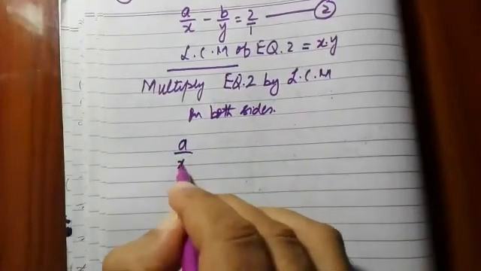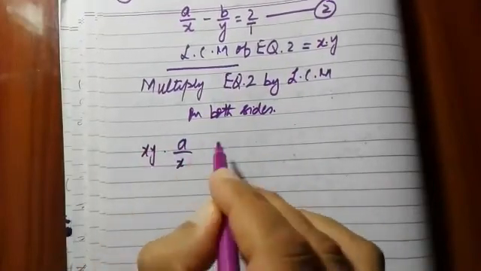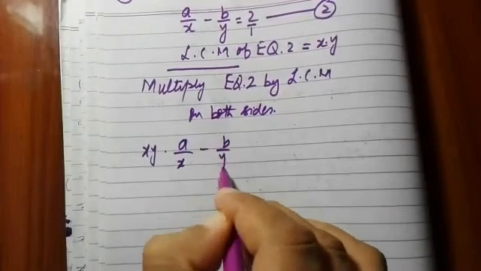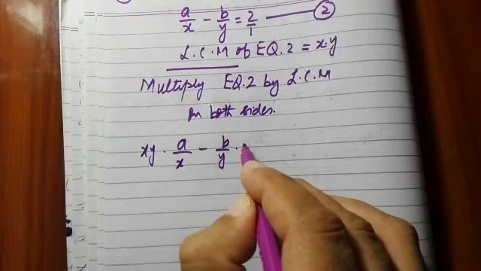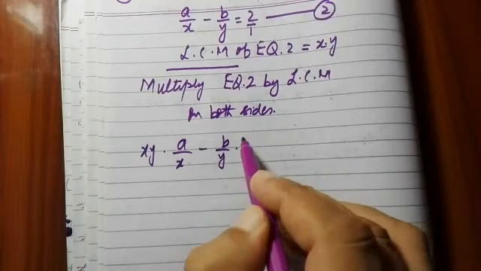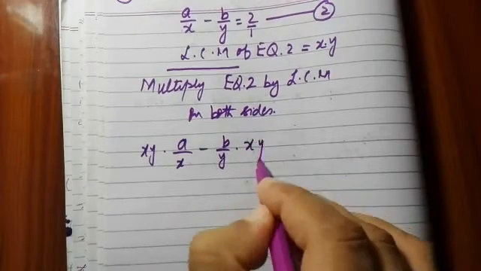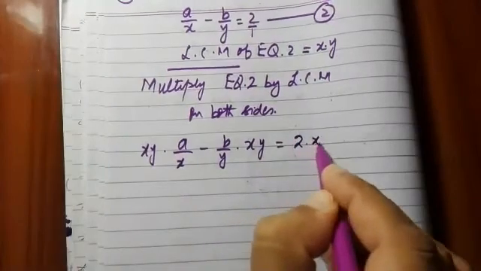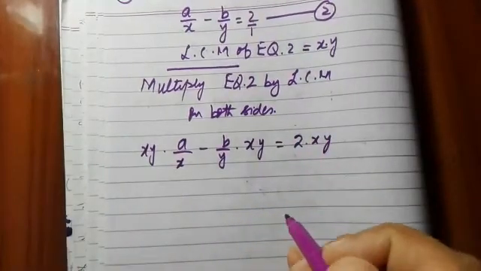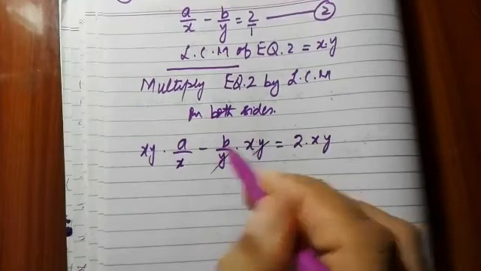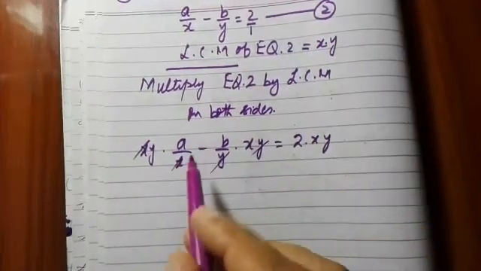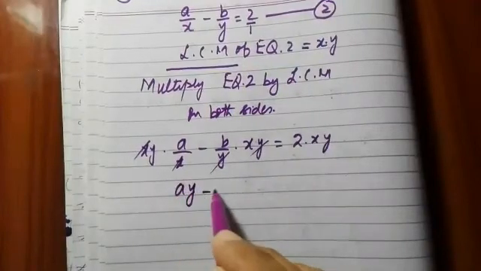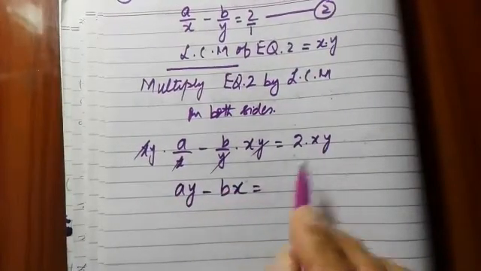Multiply it, and you will see that the fractions are converted into a linear form of equation, meaning there will be no fractions. The equation will become a straight line form, without any fractions. So multiply on both sides by the LCM and go for the cancellation. These terms will be cancelled like this, so it will become ay minus bx equals 2xy.